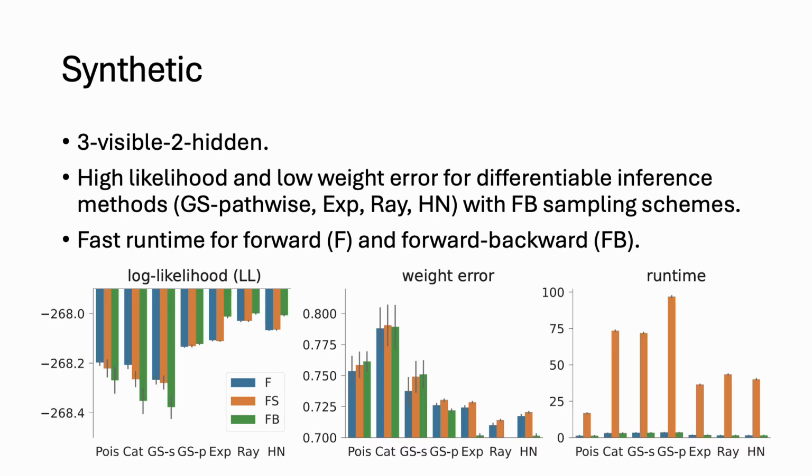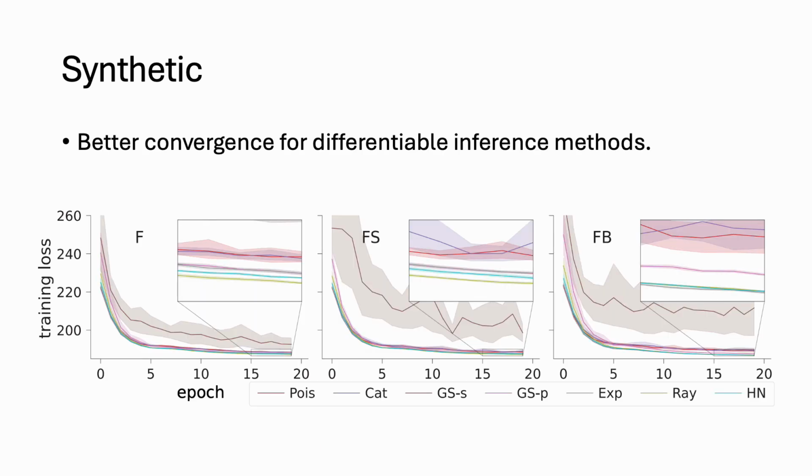The first example is a 3-visible, 2-hidden synthetic dataset. From the test log likelihood bar plot, we can see that differentiable inference methods with forward-backward sampling schemes have high likelihood and low weight error. And from the runtime, we can see that forward self is extremely slow compared to forward and forward-backward. If we plot the training curves for different method combinations, we can find that those differentiable inference methods have better convergence.